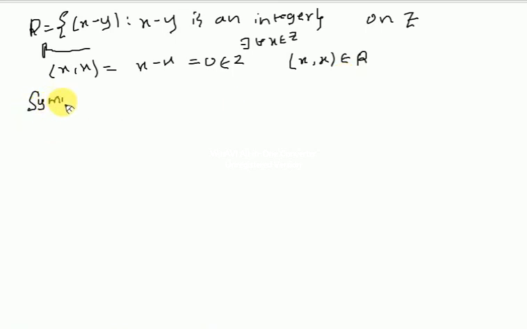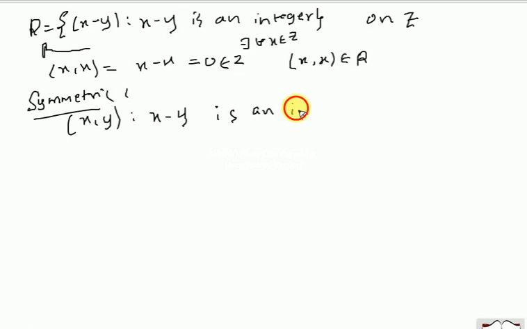Then we need to consider symmetric. If you consider (x, y), then x − y is an integer. If x − y is an integer, obviously y − x is also an integer. Therefore, the ordered pair (y, x) belongs to R.